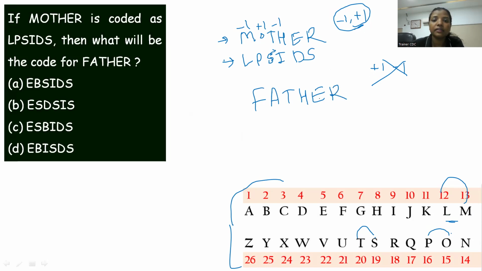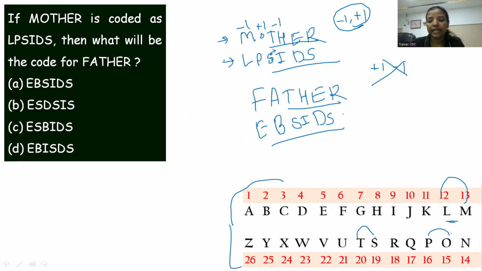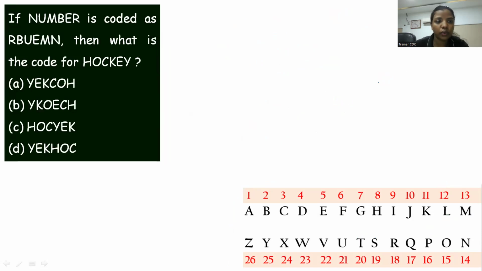Father. How is father coded then? Minus 1 from F is E, from A plus 1 is B. Then can you observe this? THER and THER is the same here in mother and father, right? So SIDS we can keep as it is. I hope you got the logic, right? Let's move on to the next question.